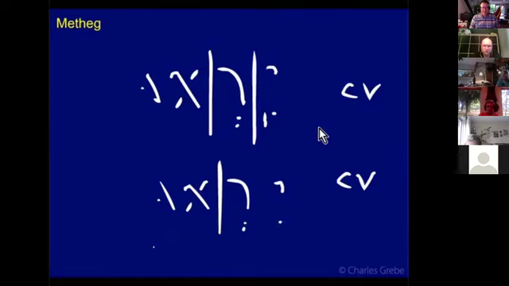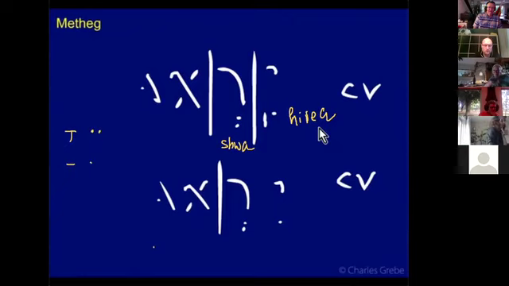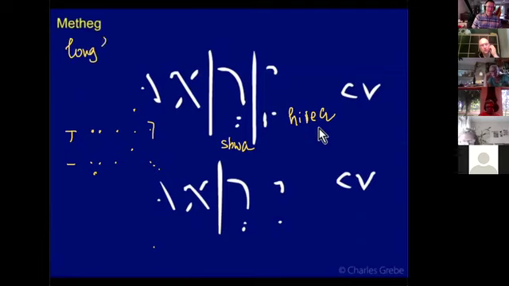Okay, let's try again. The chirek has no numerical value. The shva has no numerical value. All these vowels, the kamets, the patach, the tsere, the segol, the chirek, the holem, and the U sound, the kamets, I don't know, kibbutz, and the holem vav. All these symbols have no numerical value. The numerical value only appears with the long historical vowels.